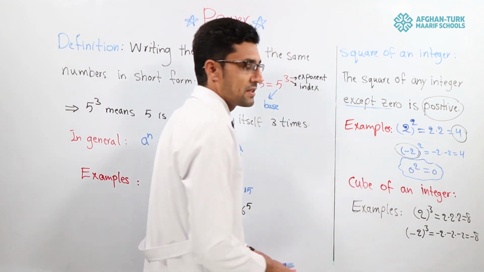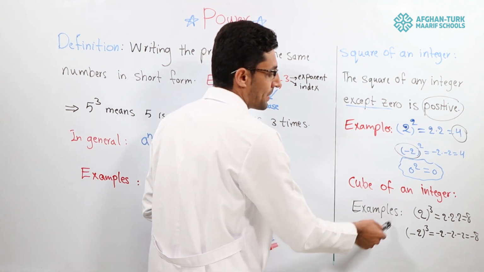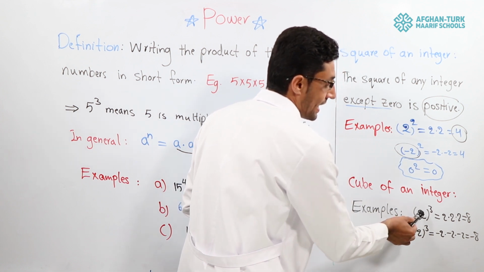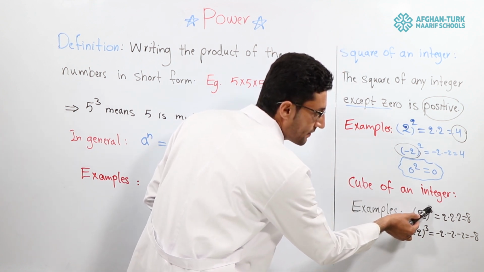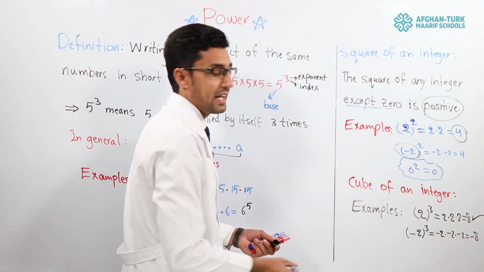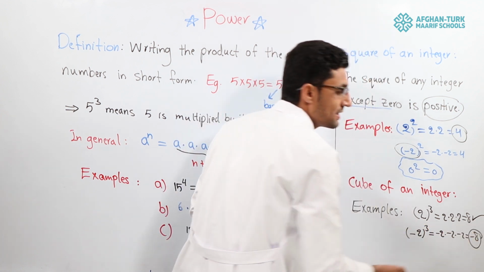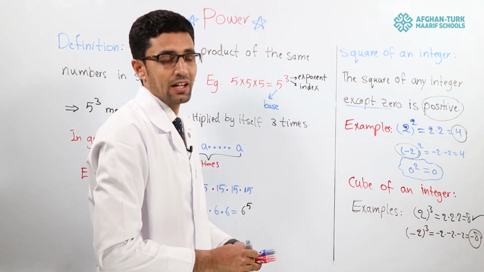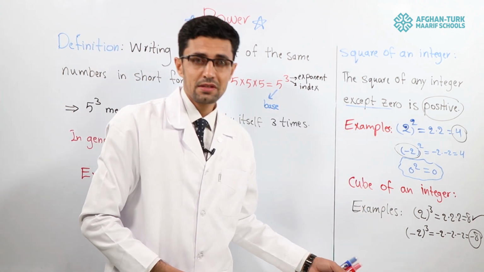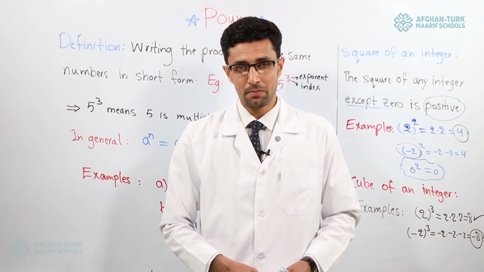Cube of an integer. Cube means power 3. Okay, examples. 2 to the power of 3 is equal to 2 multiply 2 multiply 2. If we have a positive number to the power of 3, the answer is positive. If we have a negative number to the power of 3, the answer is negative. Okay? And now I know that you understood the rules, the definition, and you can do the problems.